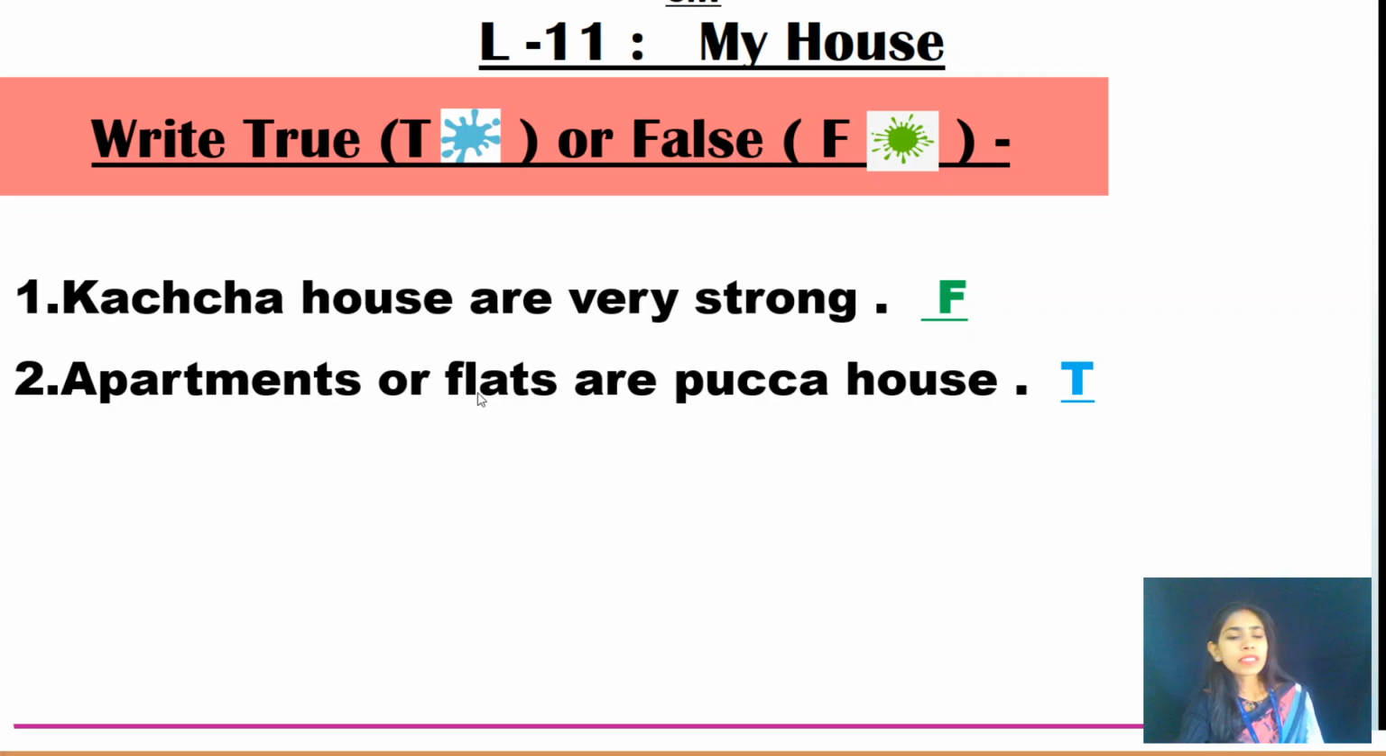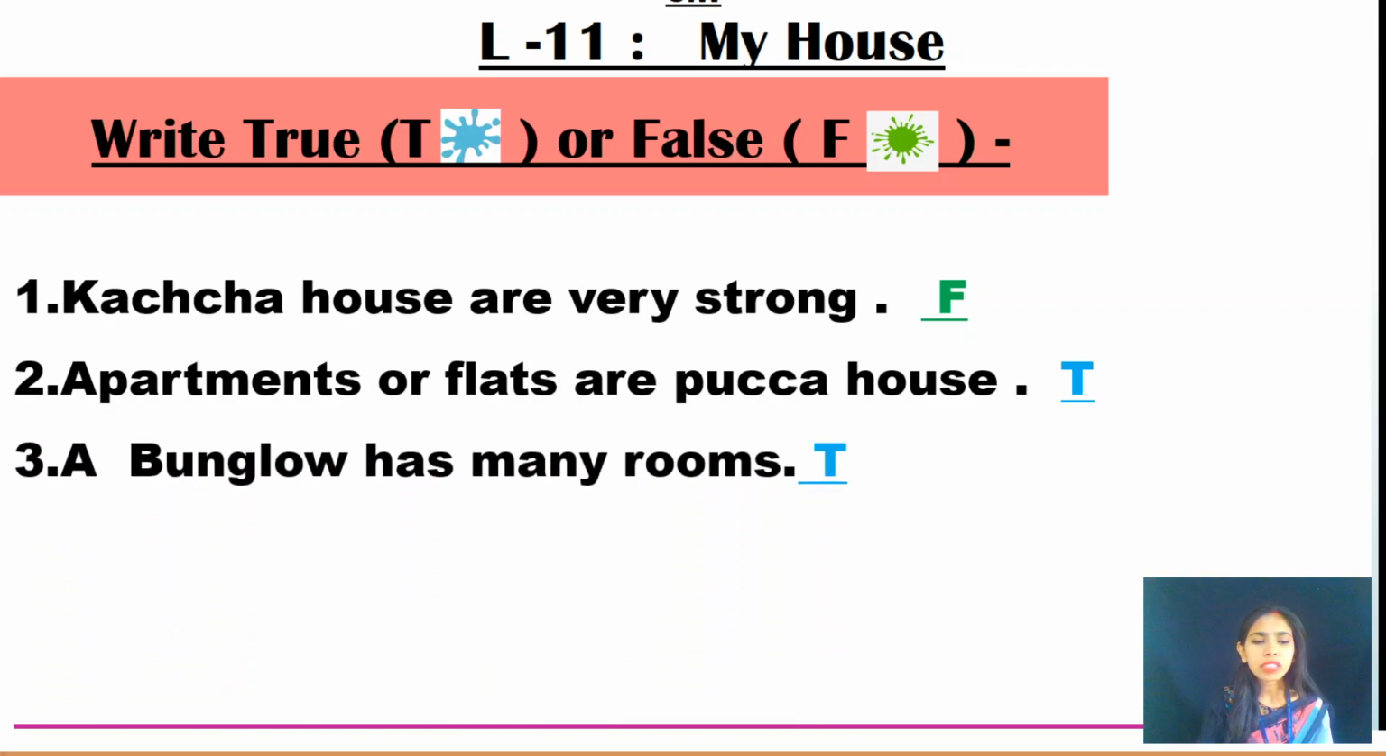So this is the second statement. Apartments or flats are pakka house. So can you tell me, apartments or the flats, are they pakka house or a kacha house? Of course they are पक्का house, right? हम जो अपार्टमेंट्स में या फ्लैट्स में रहते हैं, that is made up of bricks, cement, है ना, जो टूटता नहीं है. They are very strong, so that's why they are पक्का house, right? So we are going to write down true here, and true we will denote with T, and the T will be written with blue color, right?